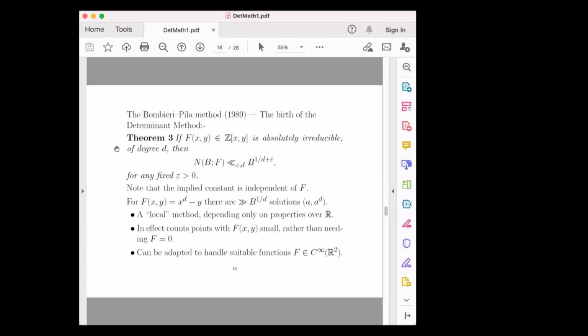So the proof here is by a local method. And in the Bombieri-Pila case, it's using properties over R. And in effect, one is counting points where f(x,y) is very small without actually needing f to be equal to 0. And I should emphasize, and it's important for other applications of this method, that their result can be modified to handle suitable functions which are not polynomials, they're just C infinity functions.